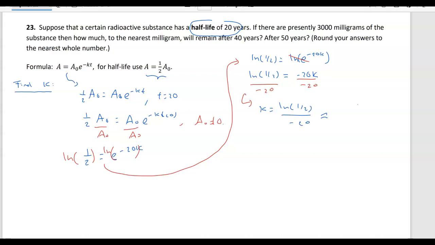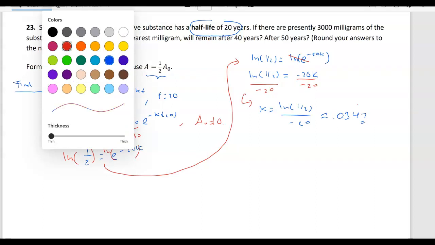And let me evaluate this. Please punch it into your calculator. I'm getting that this is approximately 0.0347. I'll round it to 4 decimal places.